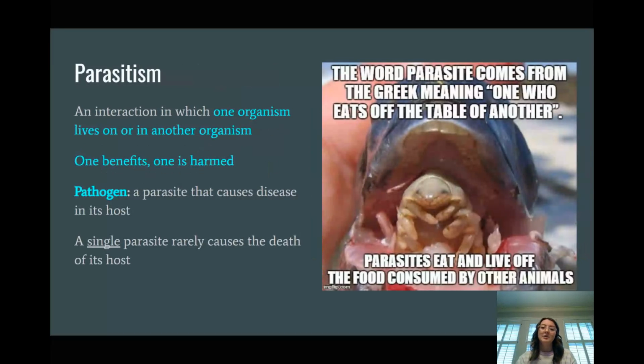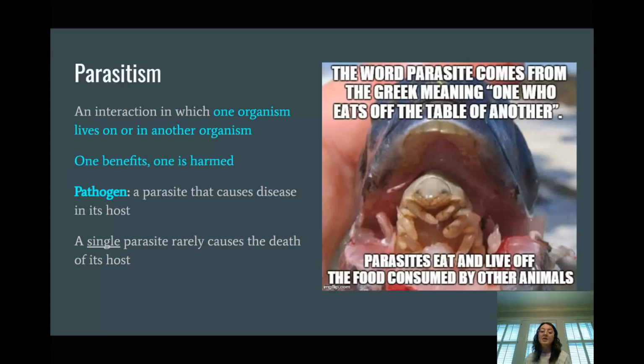So our next symbiotic relationship is going to be parasitism. This is when one organism is going to live on or in another organism. So this is an example of a parasite that lives within the mouth of a fish. So again, in this situation, one benefits and one is harmed.